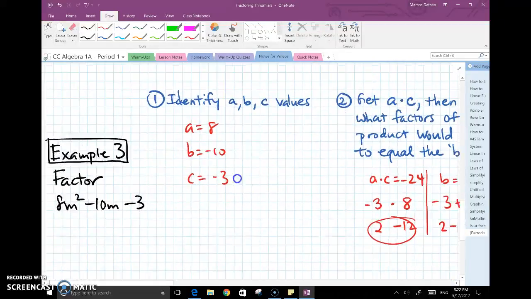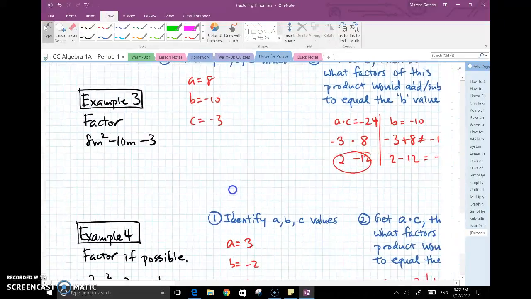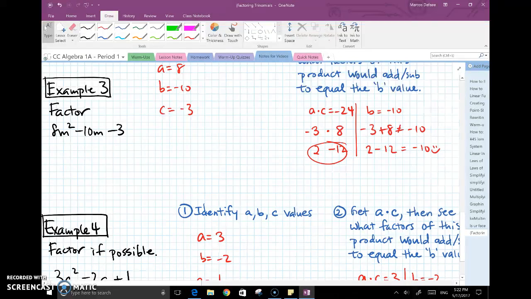So in any case, I hope that this video helped you out. There will be a follow-up video explaining a different method to factoring, and it's called the X method, which is a very popular method to factoring quadratics.